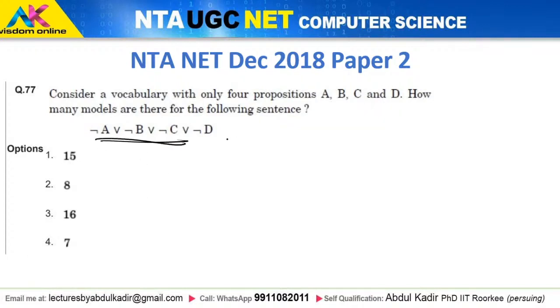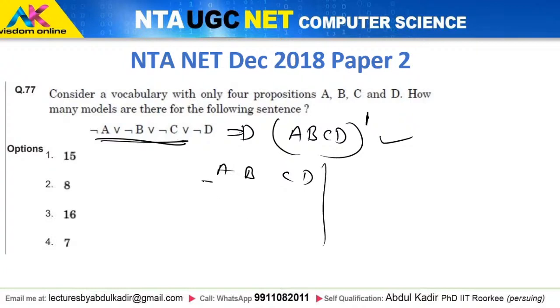So let's check what it is. First of all, you can very easily convert it. This is nothing but the De Morgan formula applied. You can reapply the De Morgan formula and you will get (ABCD) complement. So very easily you can solve it. How? See, A B C D. When you have 4 variables, how many rows will be there in the truth table?